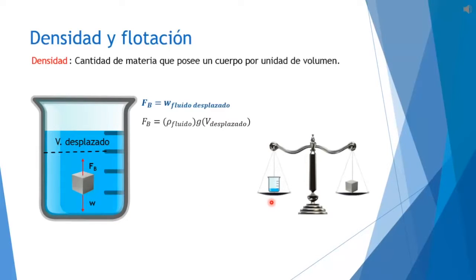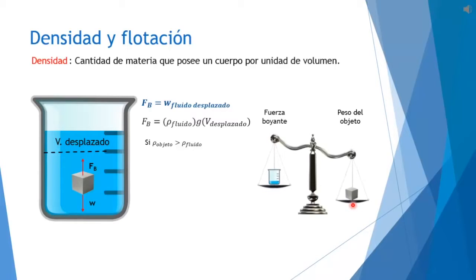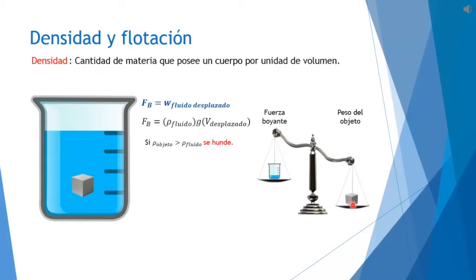Consider this. We have a balance in which on one side we put the volume of the displaced fluid, which corresponds to the buoyancy force, and on the other side we place the object. If the density of the object is greater than the density of the fluid, even though they have the same volume, the weight of the object will be greater because it has a higher amount of matter concentrated in its body. Therefore, the buoyancy force will be smaller and the object will sink.